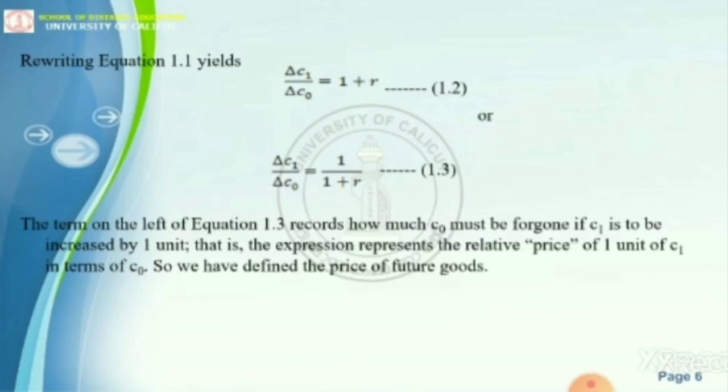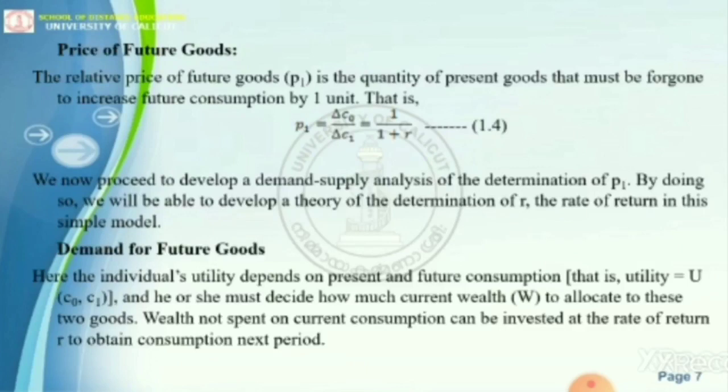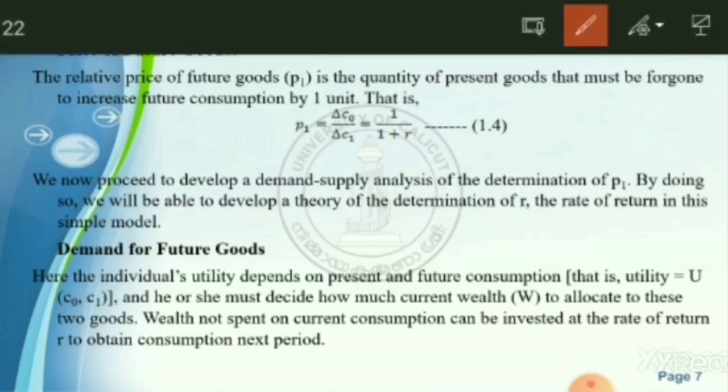The term on the left of equation 1.3 records how much C0 must be foregone if C1 is to be increased by 1 unit. That is, the expression represents the relative price of 1 unit of C1 in terms of C0. So, we have defined the price of future goods. What is the price of a future good? The relative price of the future good, P1, represents the quantity of present goods that must be foregone now to increase future consumption by 1 unit. That is P1 equals delta C0 divided by delta C1, which is equal to 1 by 1 plus R.